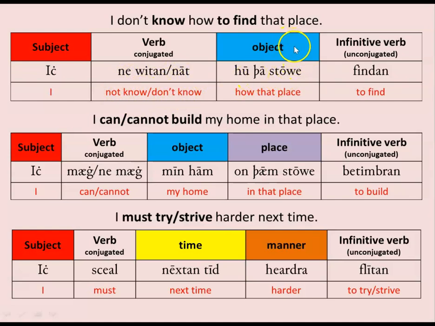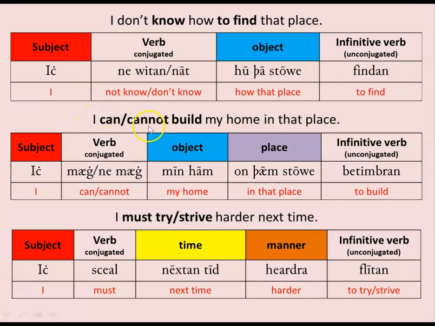Now, the object here, that place: hu is how, and then satoa is place. And I need the accusative form of that. Because place is a feminine noun, I need the accusative, which is satoa, and the demonstrative that goes with it must also be in the accusative and feminine, so I choose tha satoa. To find, the infinitive form is findan.